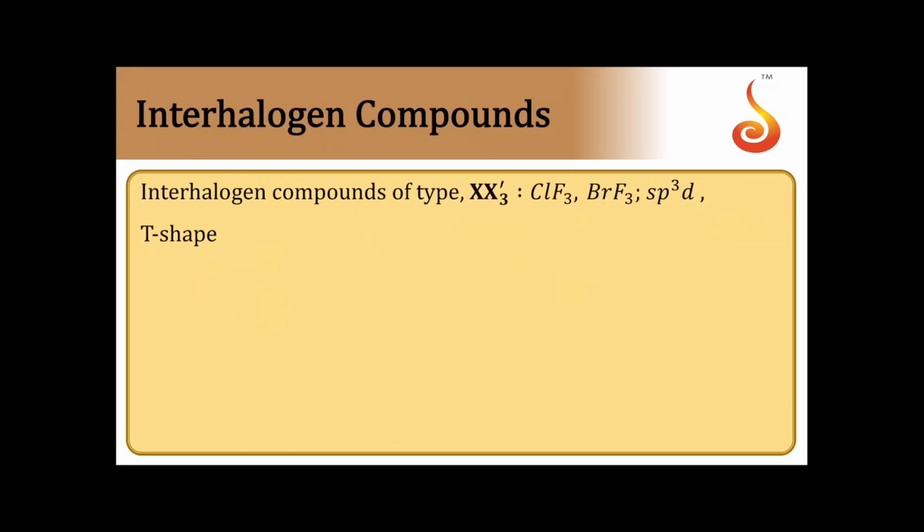Then the next category is XX'3. An example is the ClF3 molecule. ClF3 has three bond pairs and 2 lone pairs. The total number of pairs always gives us the hybridization. So here 3 bonds and 2 lone pairs means altogether 5 pairs, and 5 pairs stands for sp3d hybridization.